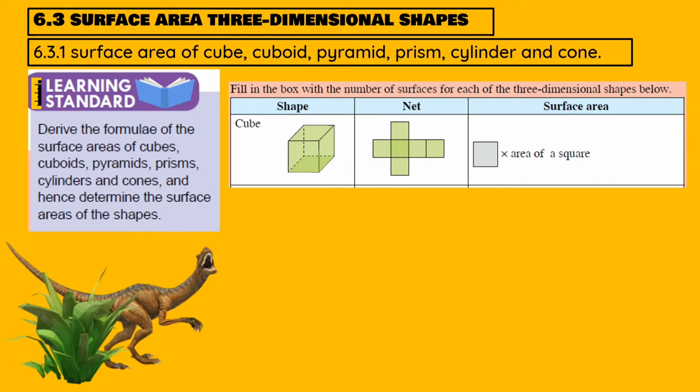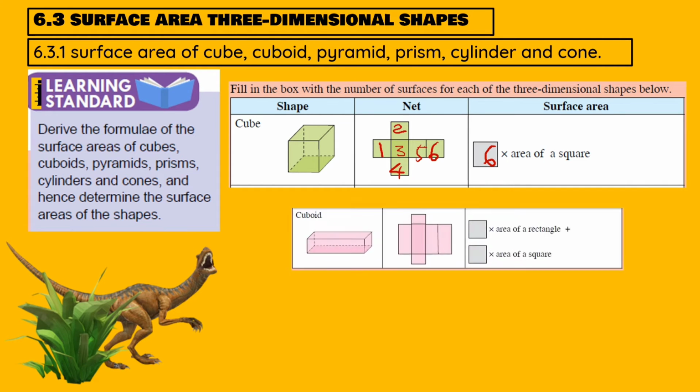This is a cube. This is a net of a cube. How many areas of a square are there according to this net? There are 1, 2, 3, 4, 5, and 6. 6 areas of a square.